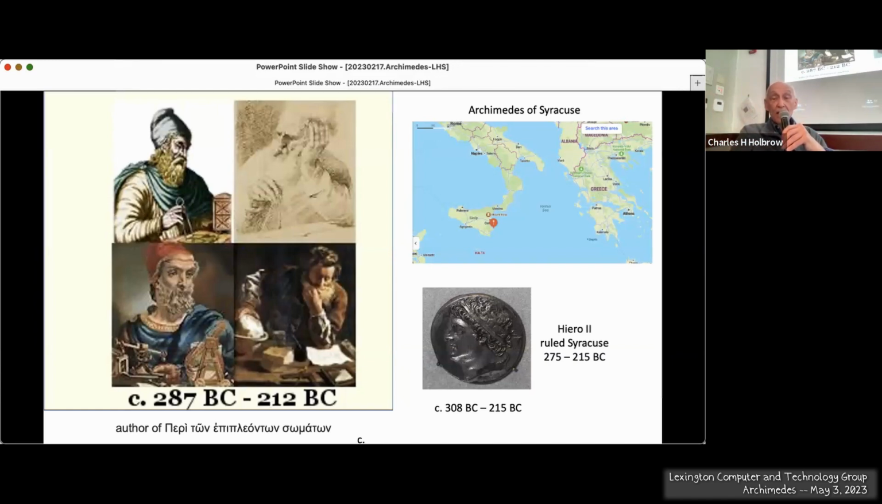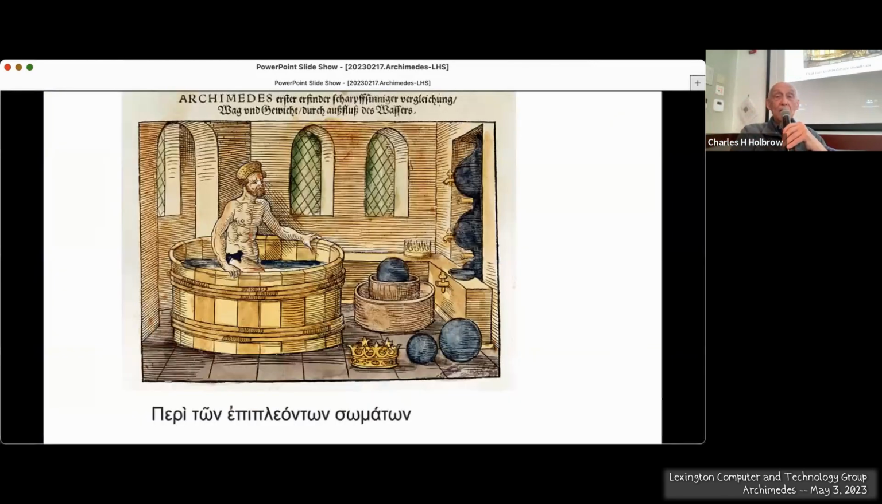And so he did. He gives this, and he gets the question. Someone says, the goldsmith's cheating you. The goldsmith is giving you back a crown that hasn't got as much gold in it. And so one of the things you say is, well, okay, we weighed the amount of gold that we gave the goldsmith. Now we'll weigh the crown. And they weighed the same.